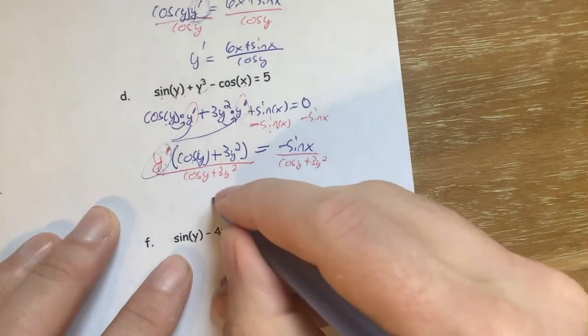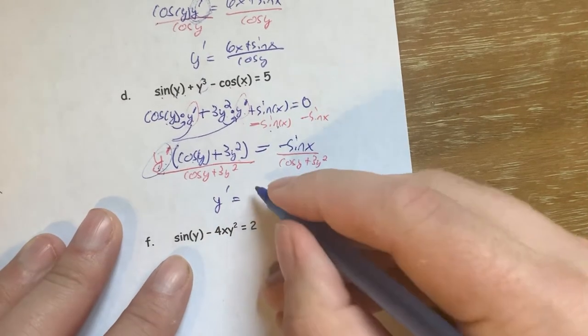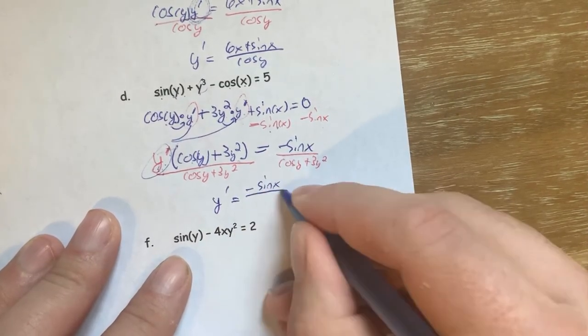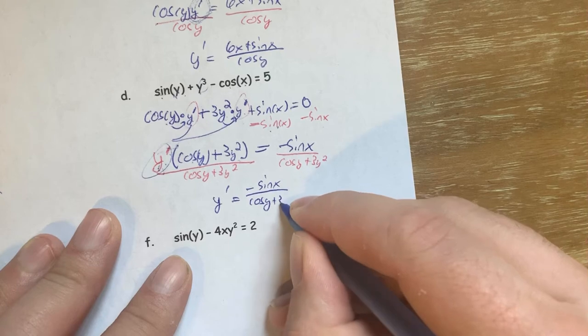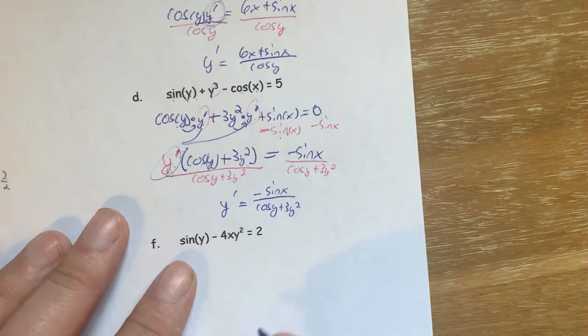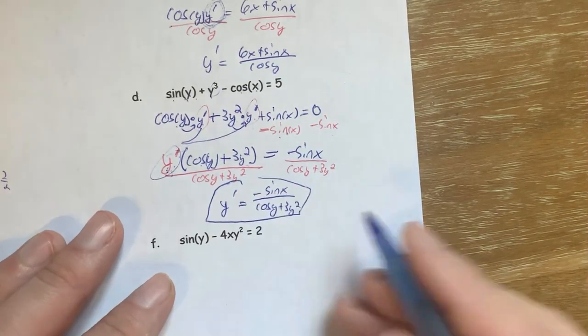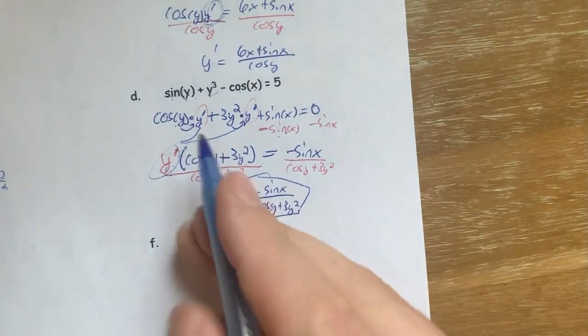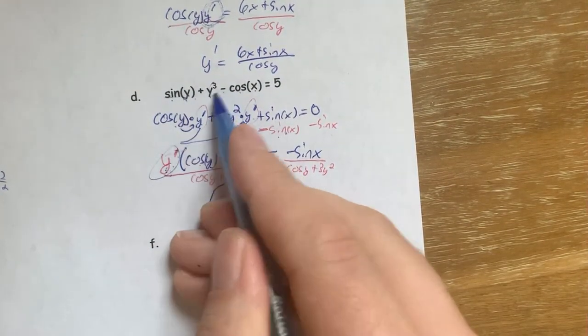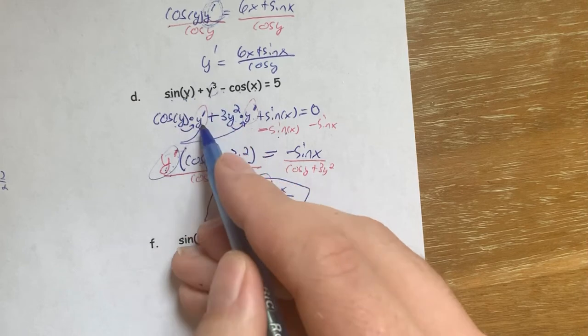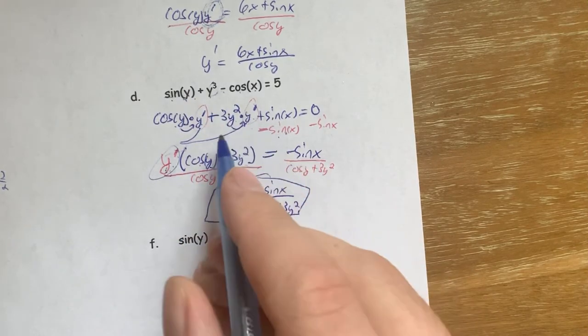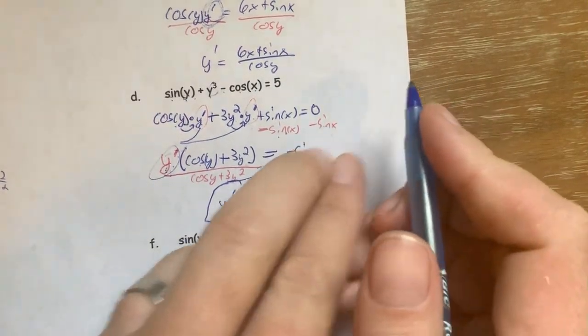And now y prime is by itself. So y prime equals negative sine of x over cosine of y plus 3y squared. That's it. So again, because this was new, if you end up with more than one term at the beginning that had a y in it, you'll end up with more than one y prime. And if you have more than one y prime, you get all the y primes on the same side.